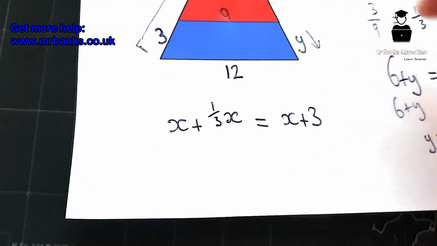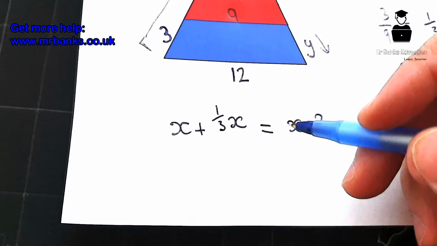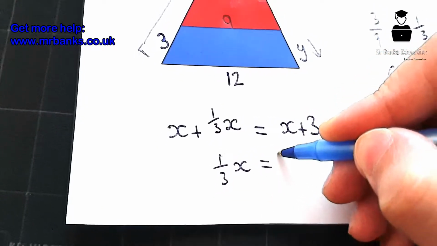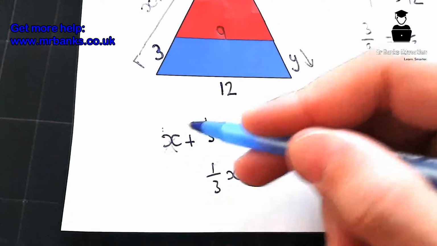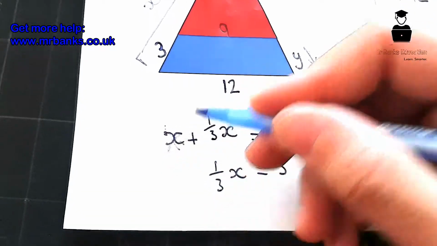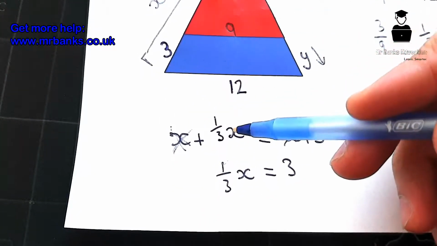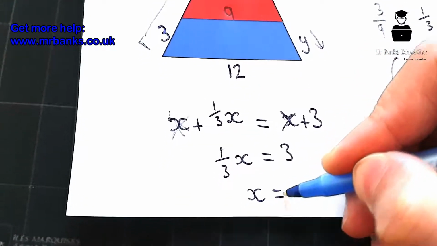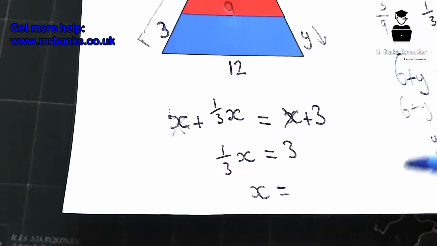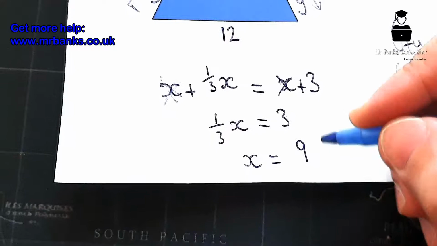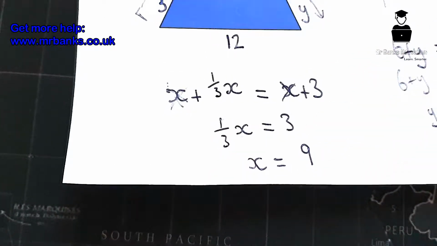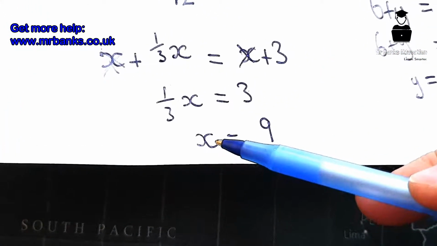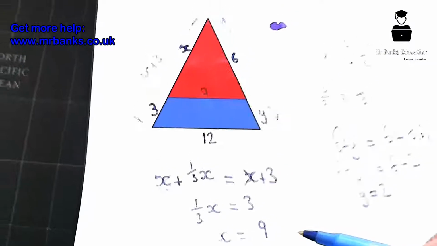So if we take these out, we get 1/3 of x must be equal to 3, because these x's are the same on both sides, so they can be cancelled out. 1/3 of x is equal to 3, which must mean x is equal to 3 times 3, which is 9. Because 1/3 of x is 3, a whole x must be 3 times more than that. So x equals 9. And that's how you would solve that.